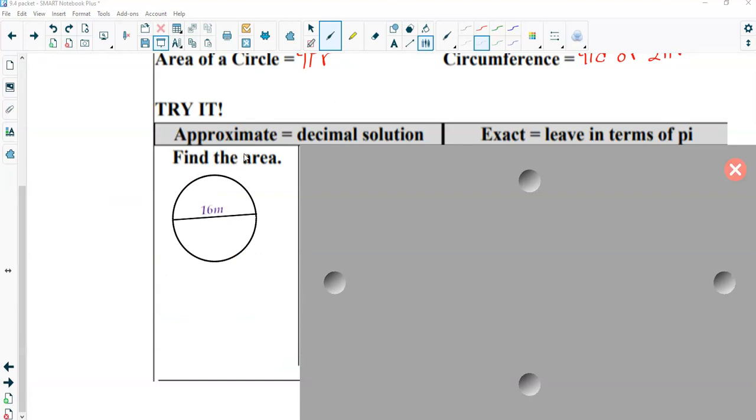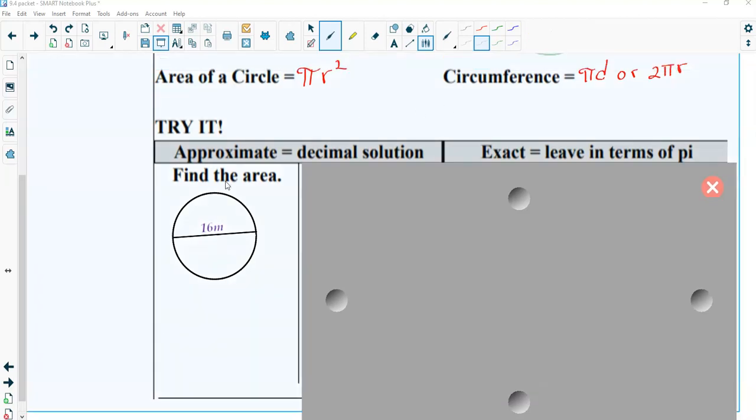So we're going to be finding areas and circumferences of circles. Now, when it says approximate, it's the easy part, because you just use the formula and put it in the calculator. When it says exact, just leave it in terms of pi. Do not try to reduce pi to a decimal, because pi is an irrational number. So leave it in terms of pi. The first one they give us: find the area of the circle that is given.